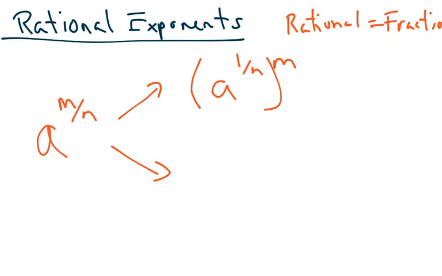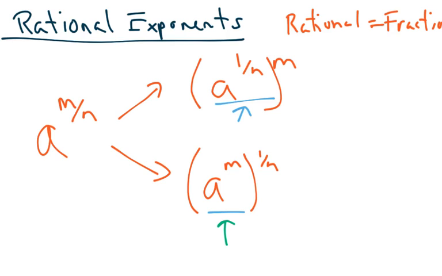M. Okay, or you can split it up where you go a to the m to the 1 over n power. Either one of those is absolutely correct. It's just going to be a matter of, do you want to find the nth root first, or do you want to raise it to the m power first? It's totally your choice. Most people, though, choose this method. It's easier to take something smaller and then make it a little bigger, rather than the method down here where you make something really big and then get smaller with the nth root.